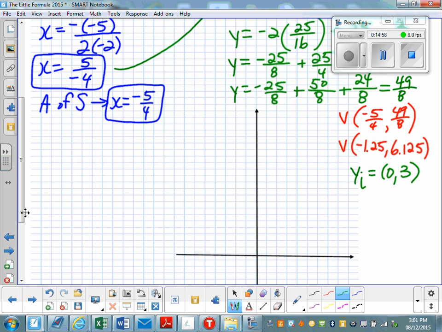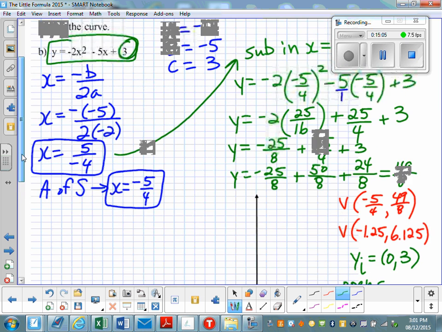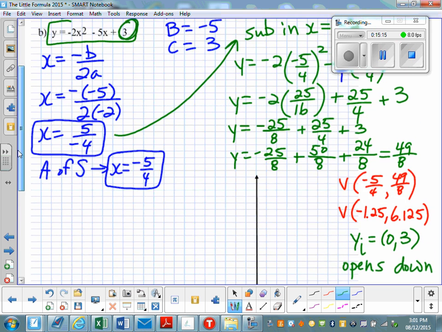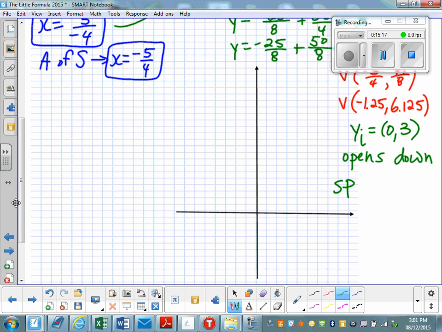We've got the axis of symmetry. This one opens, if we look at that original equation, it's going to open down. And the step pattern, it's been multiplied by -2. So it's going to change to -2, -6, -10. Let's see what this looks like on the graph.